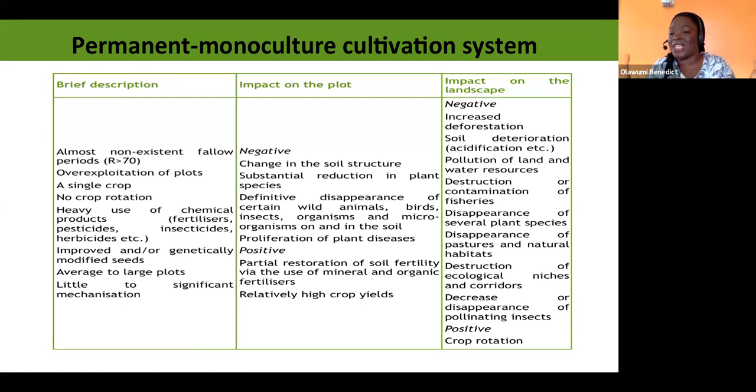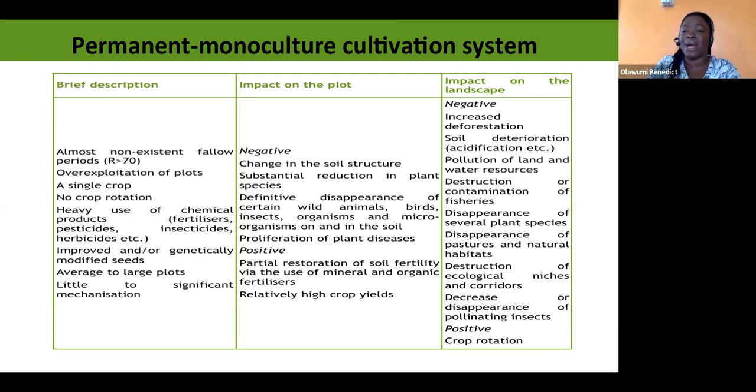There's less pollination. Then because you are doing monoculture, you're going to have higher pest and disease rates. Then improved or genetically modified seeds are allowed in this type of system, and average large plots. They are averagely large plots, so people can have like 50 acres or 100 acres of one particular commodity. Little to significant mechanization has started setting in.